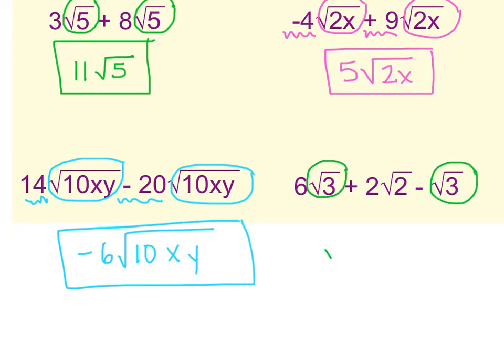You have square root of 3. How many do you have? 6 of them minus, now if there's not a number in front, it's like there's a 1, so 6 minus 1 gives you 5 of those square roots of 3, and then plus that 2 square root of 2 doesn't have a like term, so that just stays as its own term.